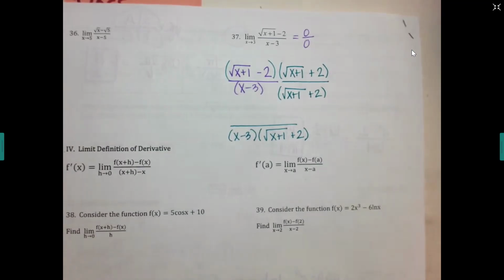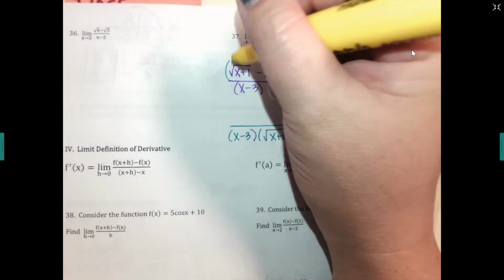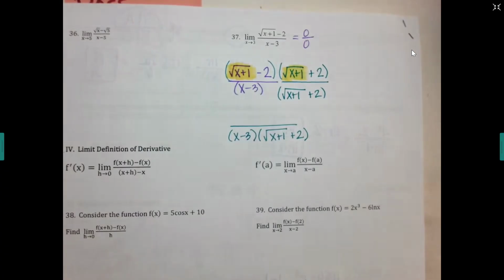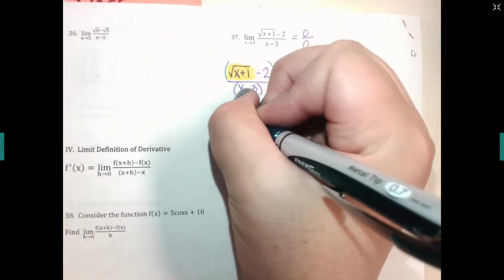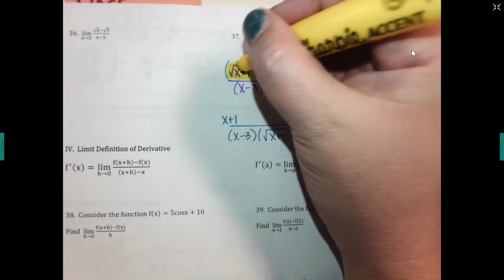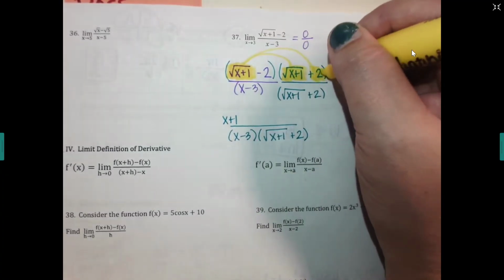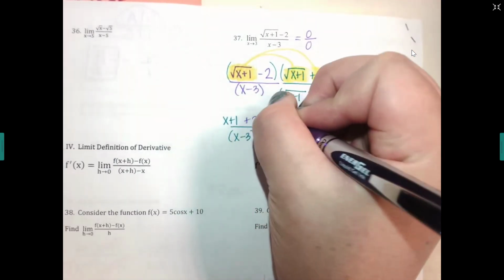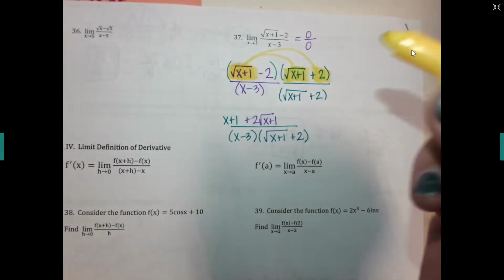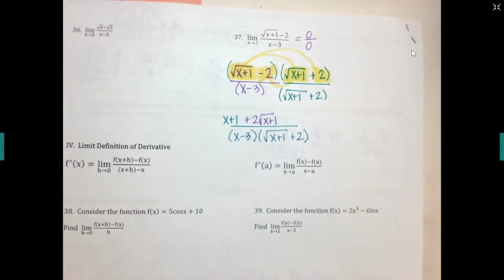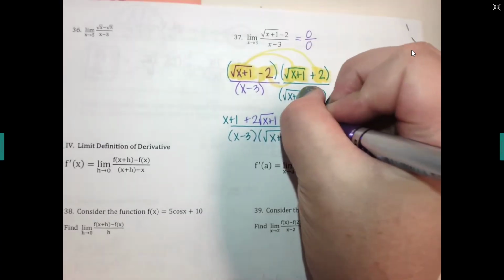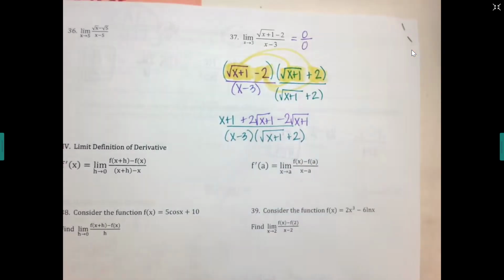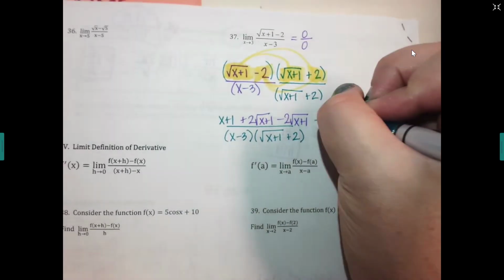Okay, now let's do the top. What is root x plus 1 times another root x plus 1? X plus 1, very good. What is root x plus 1 times 2? 2 root x plus 1, very good. Okay, my next term is a minus 2 times a root x plus 1. So that would be minus 2 root x plus 1. And then the last term would be minus 2 times 2, which is minus 4.